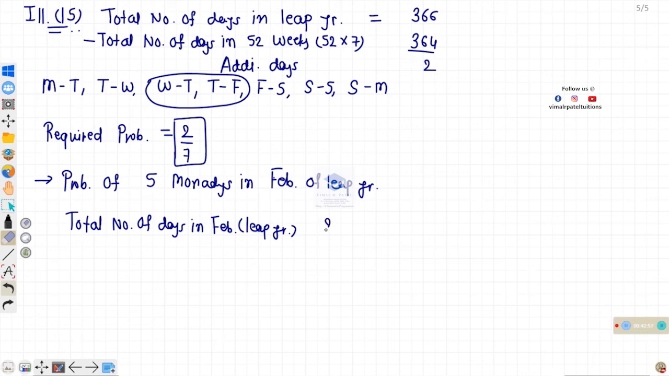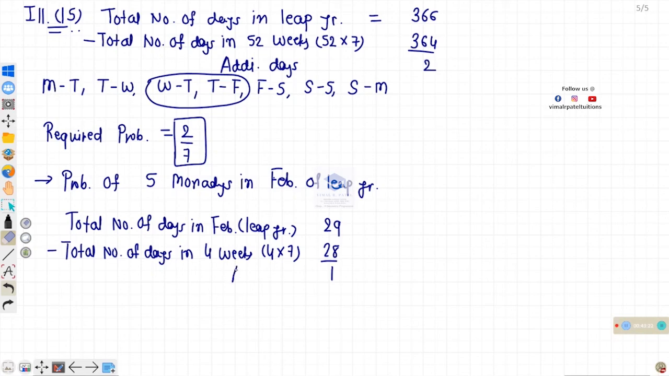કેટલા થાય? 29. 4 weeks, total days કેટલા થાય? 28. So additional days 1, the probability કેટલી થાય? 1/7. બરાબર.